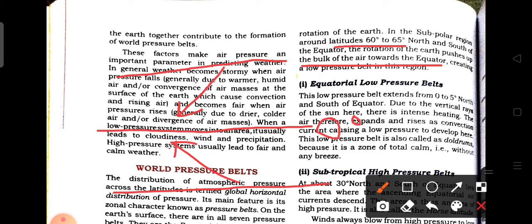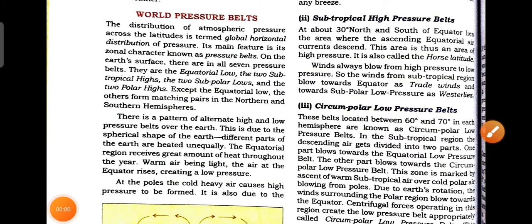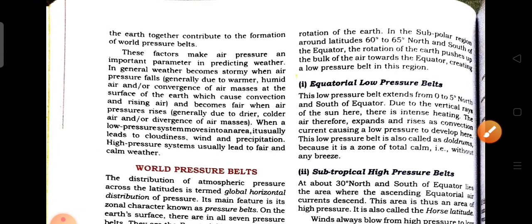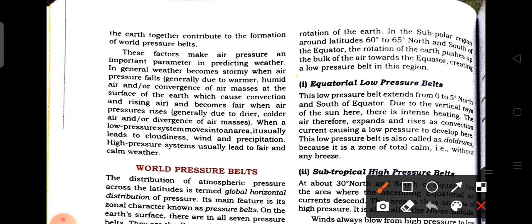That creates a low pressure belt in the subpolar regions. As we know, in the polar regions there prevails the cold type of climate throughout the year, which causes the air pressure to become high. It is also due to the rotation of the earth.